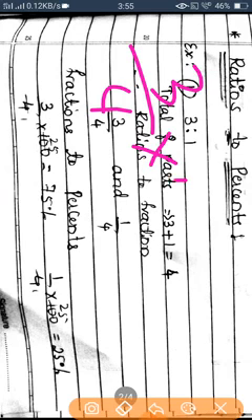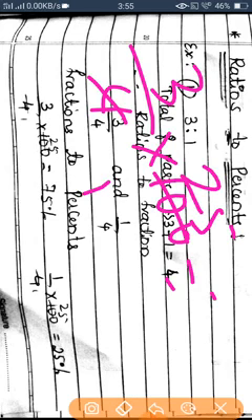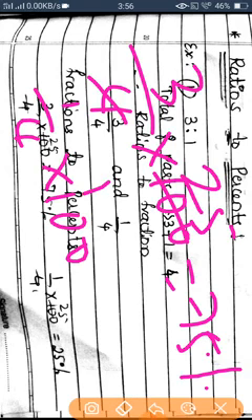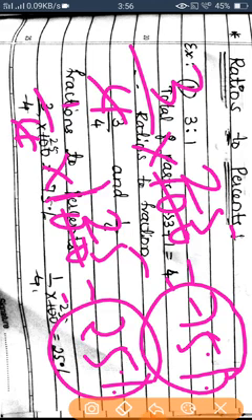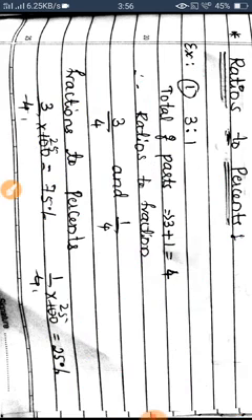3 by 4 we can convert as a percentage. 4 ones are 4, 4 twenty-fives are 100. So 25 into 3 is 75%. Then 1 by 4 into 100, 4 twenty-fives are 100. So 25 into 1 is 25%. See, 75% and 25%, total is 100%. So that is the meaning. Total 3 parts for A and 1 part for B, both are taking the parts. Total parts are 4. That is the meaning.